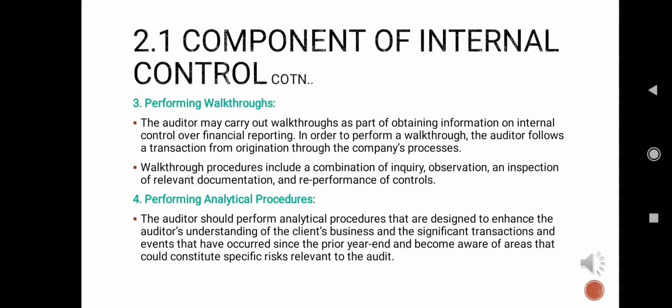Number 3, performing walkthroughs. The auditor may carry out a walkthrough as part of obtaining information on internal control over financial reporting. In order to perform a walkthrough, the auditor follows a transaction from origination through the company's process. Walkthrough procedures include a combination of inquiry, observation, inspection of relevant documentation, and re-performance of control.